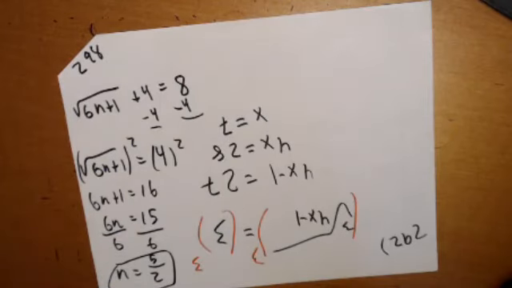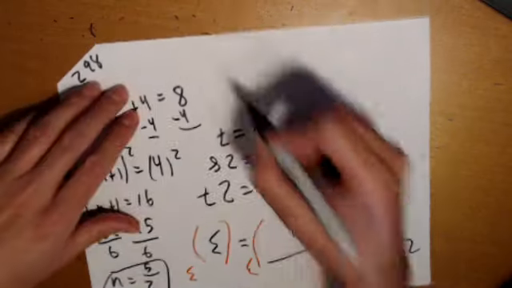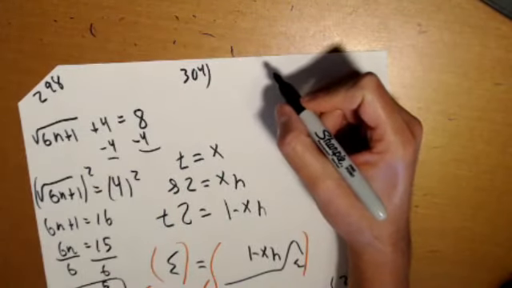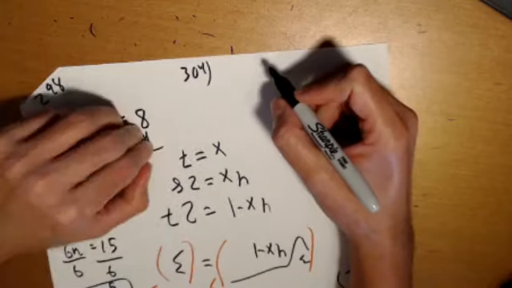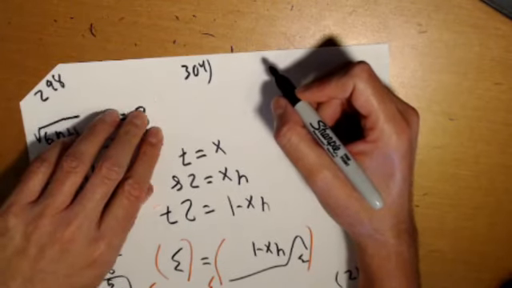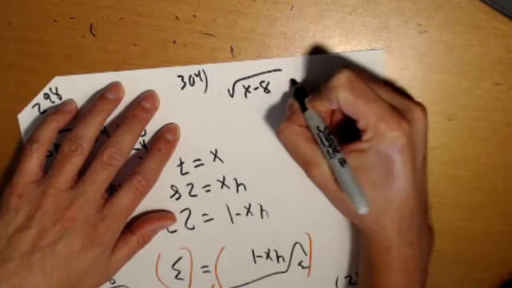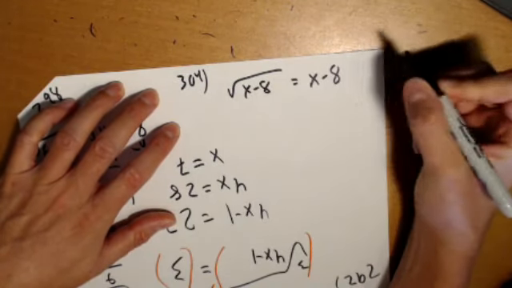Okay. 304, and then you should be good. We'll do one more after 304. We have the square root of x minus 8 equals x minus 8. Okay.